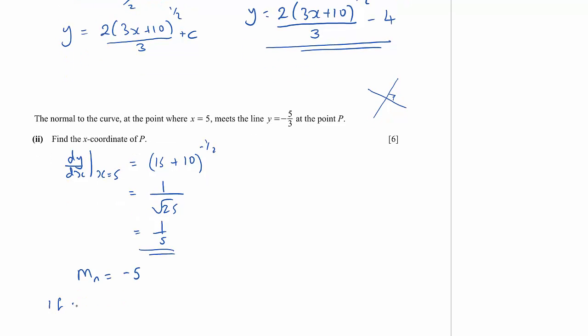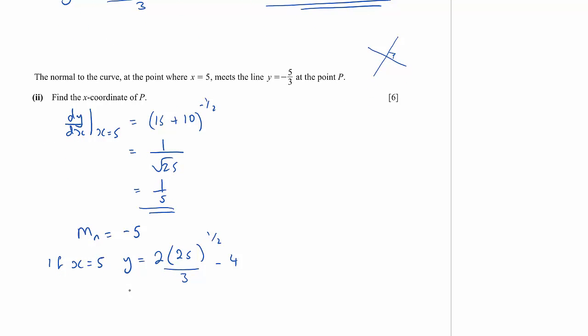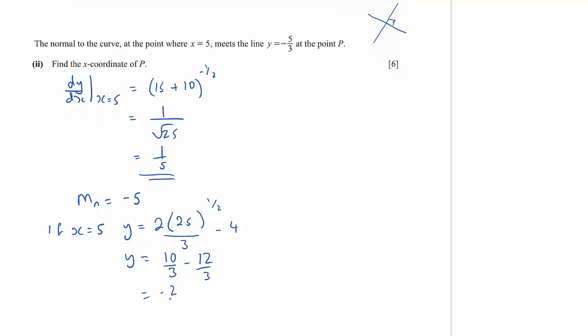So if x is equal to 5, y would be 2 times, substituting in, 15 plus 10, so that's 25 to the half over 3, take away 4. So that's 25 to the half, the square root of 25 is 5, times 2 is 10. So that's 10 over 3, take away 4, which is 12 over 3. So that's -2/3. So we know that we have this point (5, -2/3).